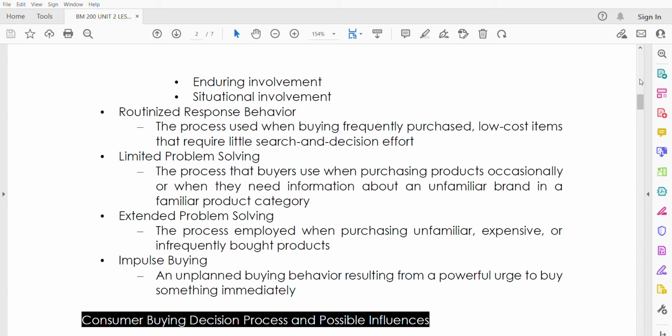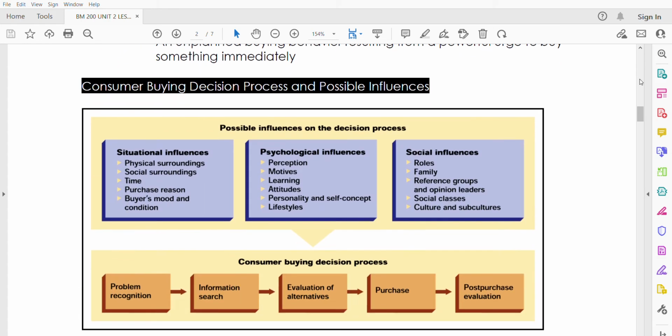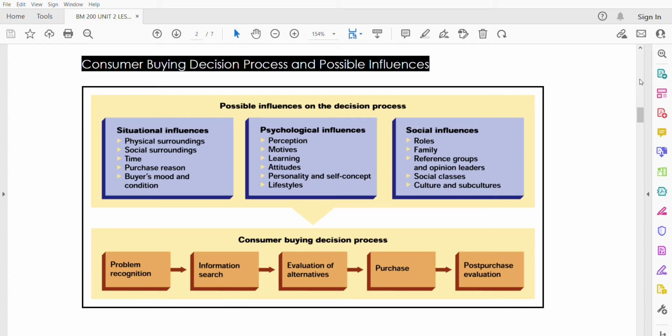So mo na siya ang sa impulse buying. So here we have below a table depicting the consumer buying decision process as well as the different influences.